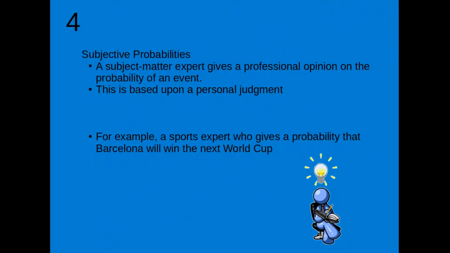Subjective probabilities is the last kind. This is where a subject matter expert gives their opinion of the probability of an event. It's based on personal judgment. For example, a sports expert gives a probability rating that Barcelona will win the next World Cup.